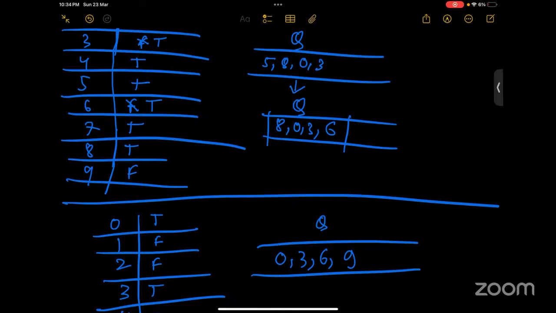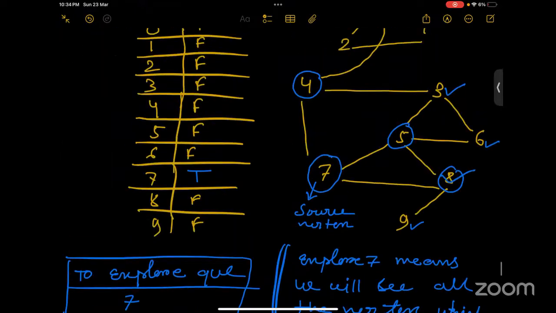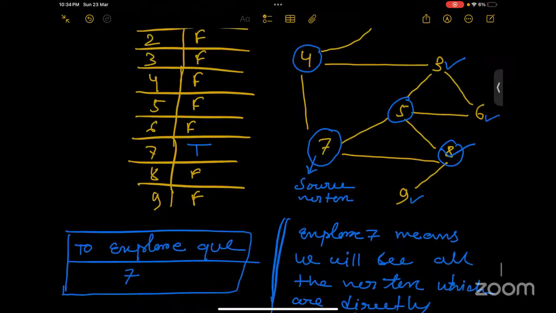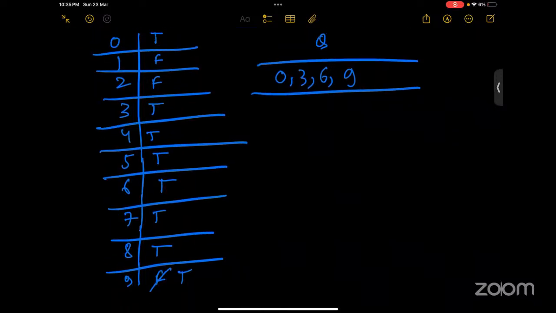Now we have to explore 0. If I explore 0, which vertices are newly visited? 1 and 2, right? Yeah. So then we will update 1 and 2 as true, and we will also update our queue. So this is 3, 6, 9, 1, 2, right?